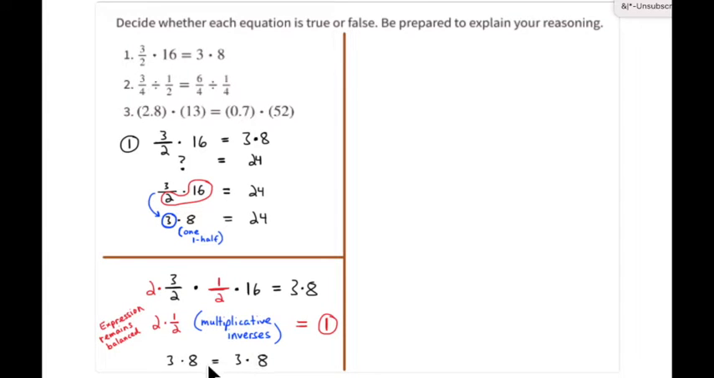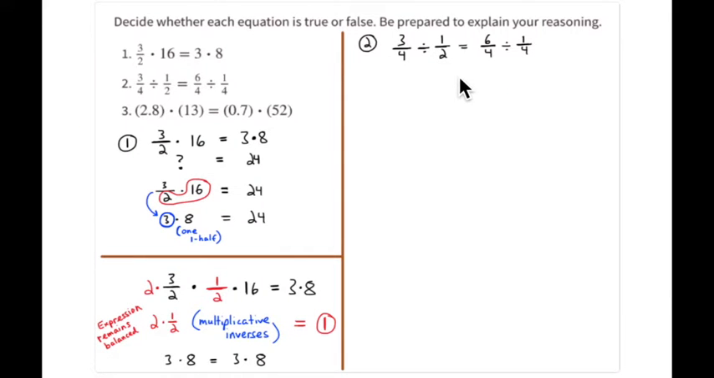And so 2 times 3 halves is 3. These 2's actually cancel out, they equal 1. And 1/2 of 16 is 8. So 16 divided by 2 is 8. So 3 times 8 equals 3 times 8. So we've kept that the same.